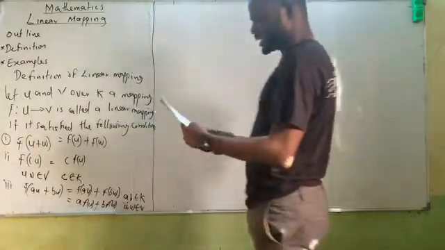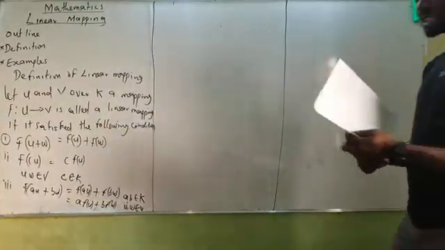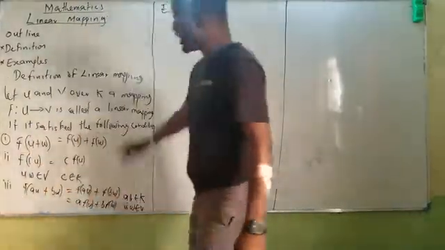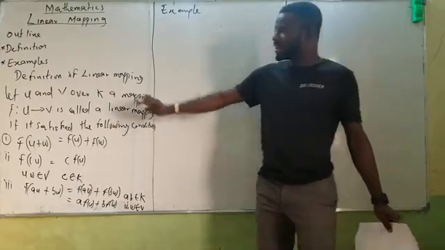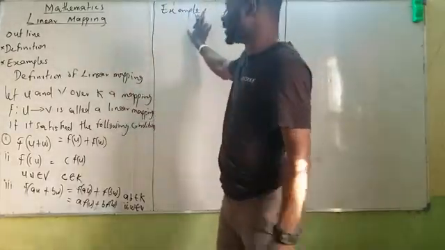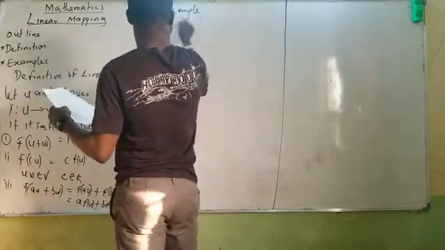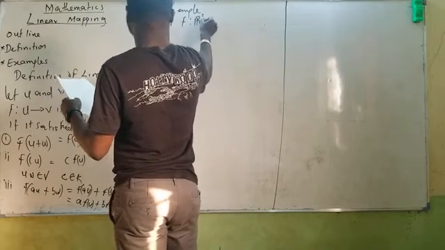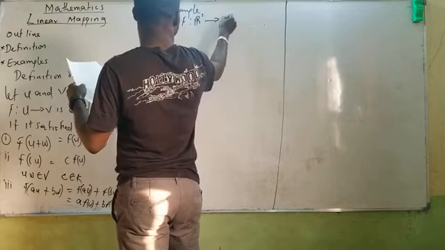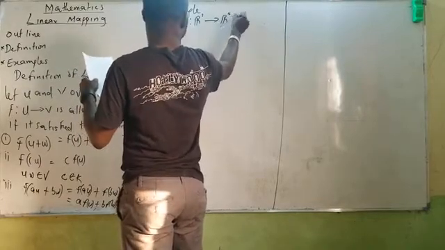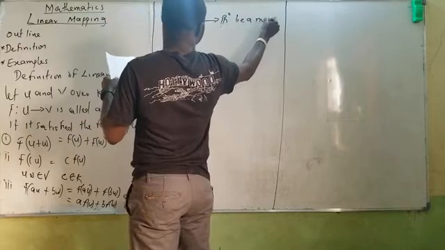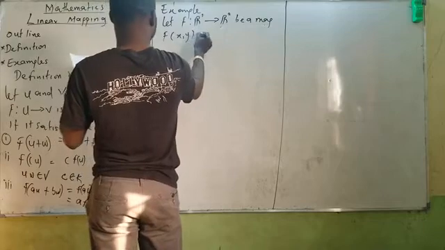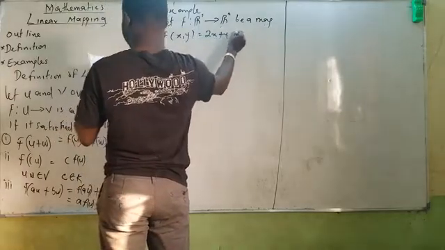With this, I have a question. Let me try to cite the example. This is the definition of linear mapping, so let me now use this definition to tackle this example. The question says, let f from R2 map to R be a map of f of x, y equals 2x plus y, comma y.